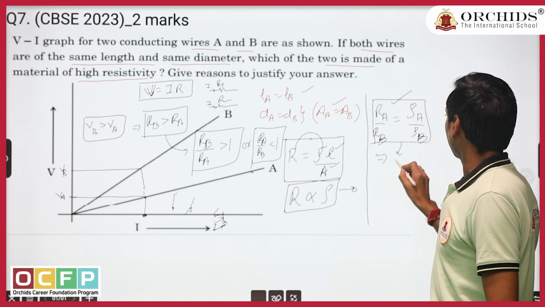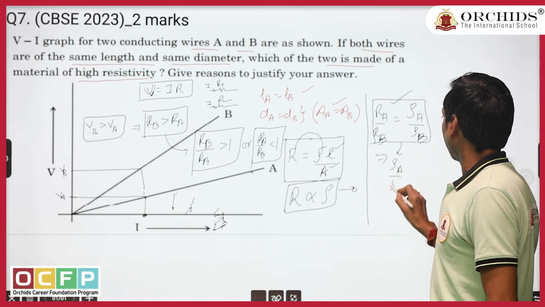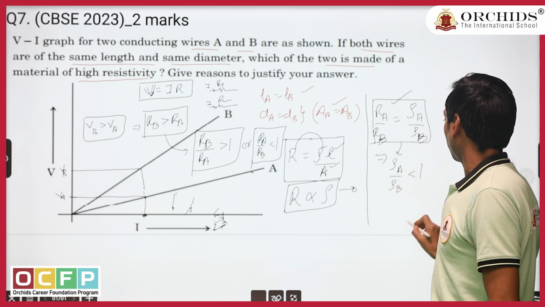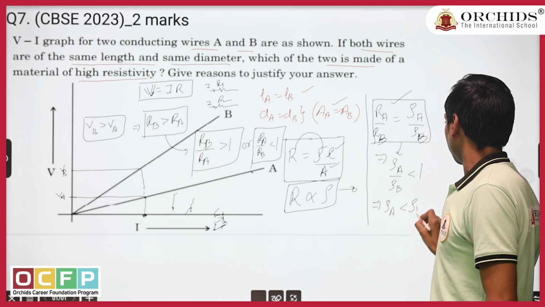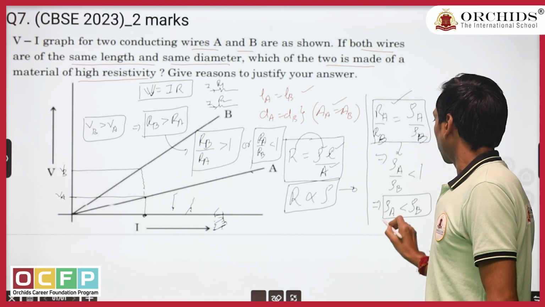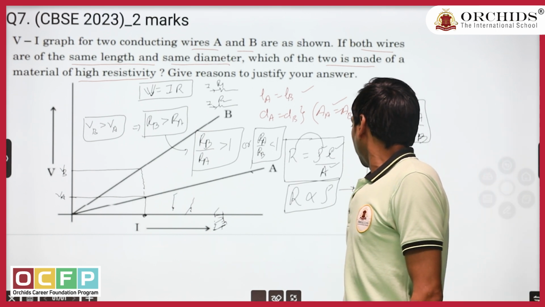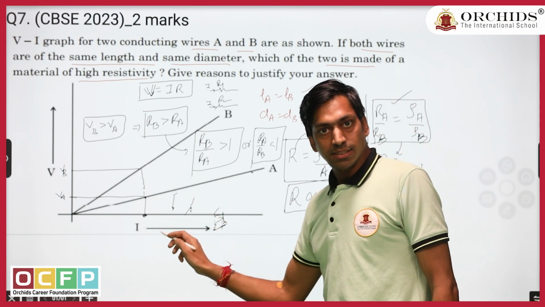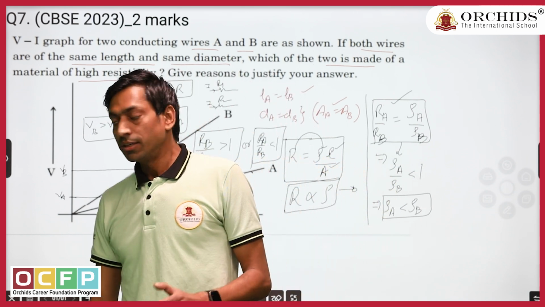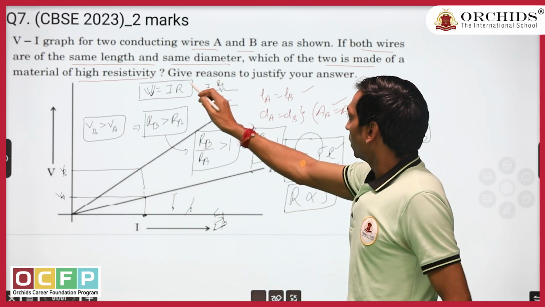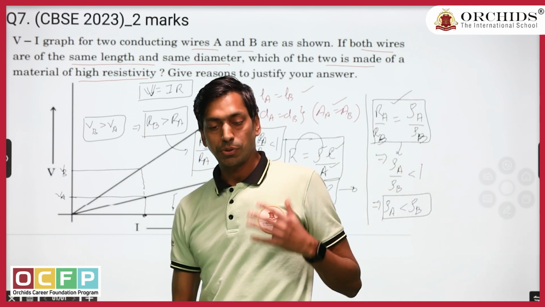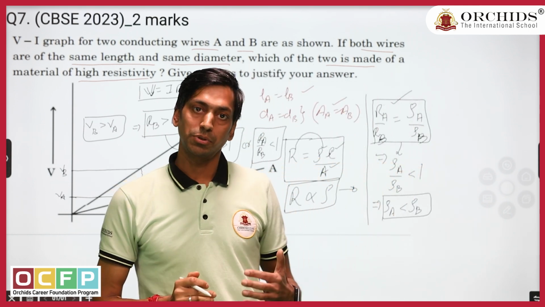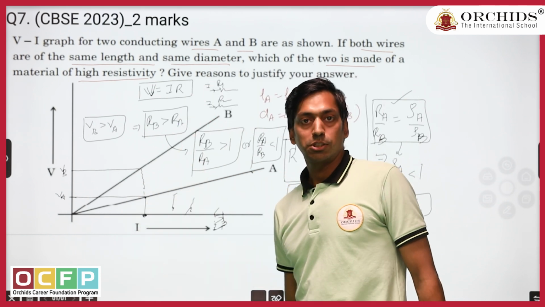So from this relation, what can I say? Resistivity of wire A upon resistivity of wire B is less than 1. This implies that the resistivity of wire A is less than the resistivity of wire B. So we conclude that the resistivity of wire A is less compared to the resistivity of wire B. So this is the question: give the reason to justify your answer. These are the reasons we have provided, so you can use these relations and answer the question. This is one way to solve this problem.